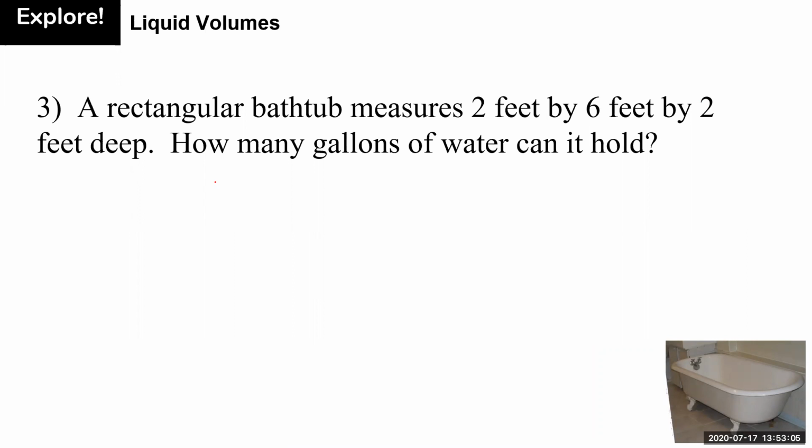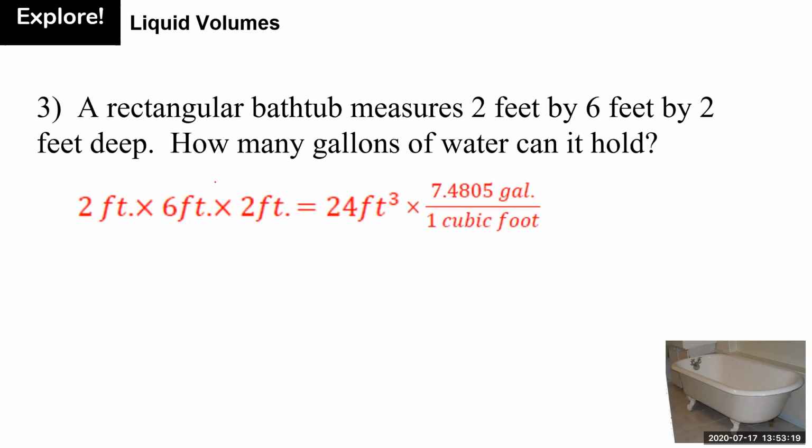Now, we do this as well, and here we want to find the volume, how many gallons of water can it hold, right? A bathtub of that. So now we change that into gallons, and we have to use the special conversions. 1 cubic foot is 7.4805 gallons, and that gives 180 gallons. Sounds good?